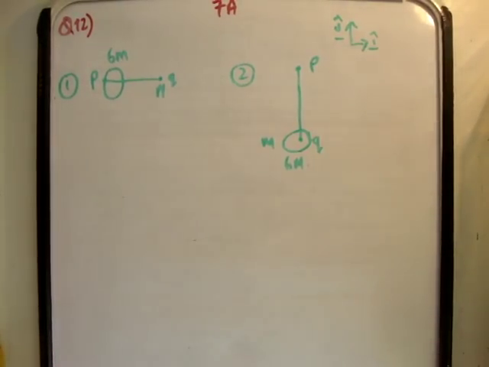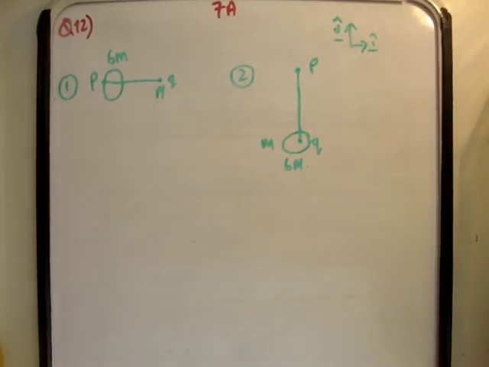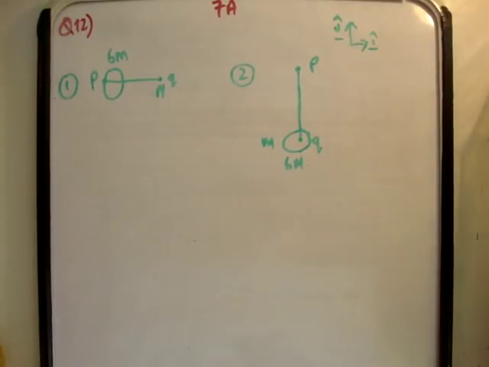Okay, in this video I'm going to continue on with exercise 7a of the book Fundamental Applied Mathematics. We're on page number 172 and the question is number 12. It reads: a light rod PQ of length L connects a smooth ring of mass 6m attached to it at P to a particle of mass m attached to it at Q. The ring is free to slide along a smooth horizontal wire. The rod is released from rest in a horizontal position. Find the speed of the particle of mass m when Q is vertically below P.